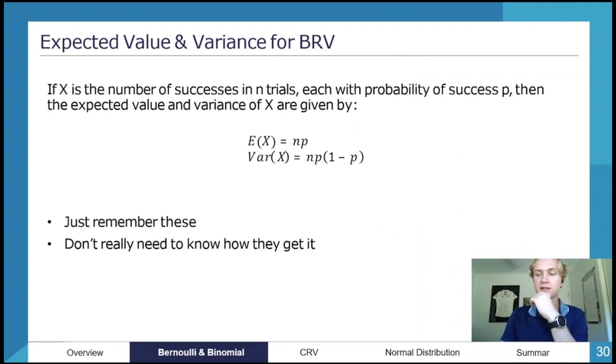Okay, so expected value and variance for binomial random variables. So if x is the number of successes in n trials, each with a probability of success p, then the expected value and variance of x are given by these two formulas. And I've forgotten to highlight these. You don't need to remember how to use it, but you can just get it straight from the data booklet. I will note you do not need to know how to derive these or memorize these. These are not memorized. These are on the data booklet.